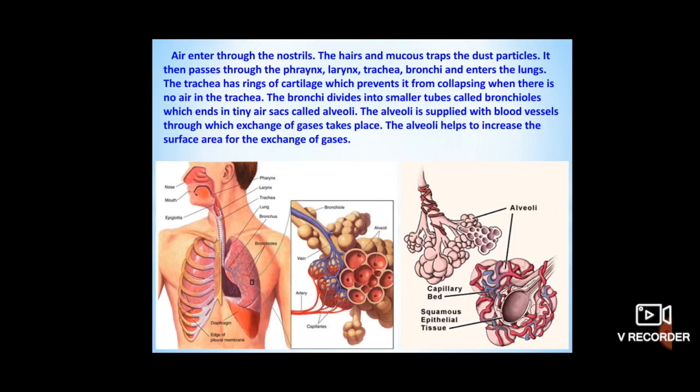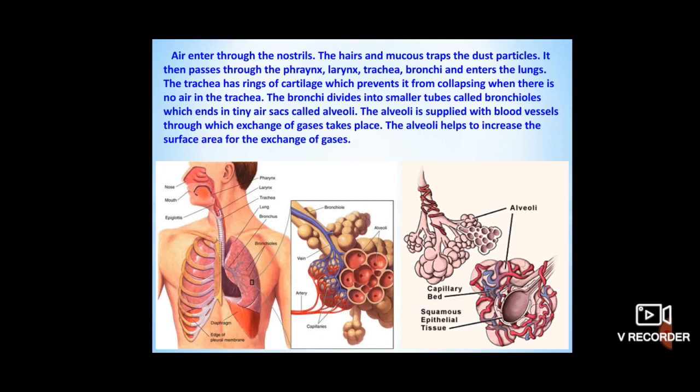So the nostril plays a major role. With the help of the nostril, the air enters. The nostril is followed by hair-like substances and mucus. These hairs and mucus trap the dust particles and microorganisms, and do not allow them to reach the lungs. After that, the air enters through the pharynx, larynx, and then the trachea. The pharynx and larynx are two major organs present in the process of respiration.